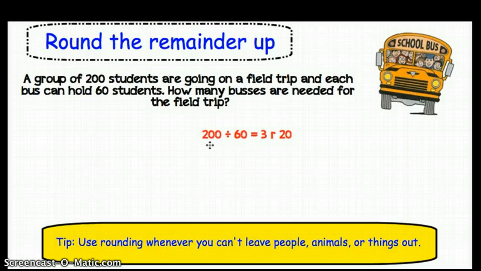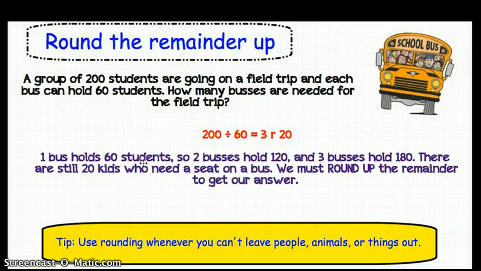So first we're going to do 200 divided by 60 because we have 200 students and 60 can fit on each bus. This is going to give us an answer of 3 remainder 20, meaning that we've got three groups of 60 students, but we still have 20 students left.